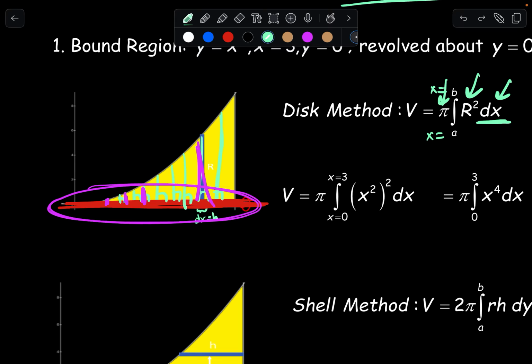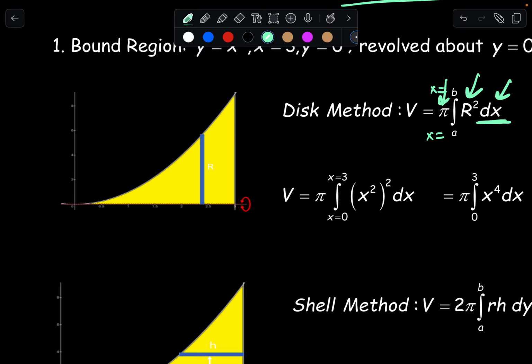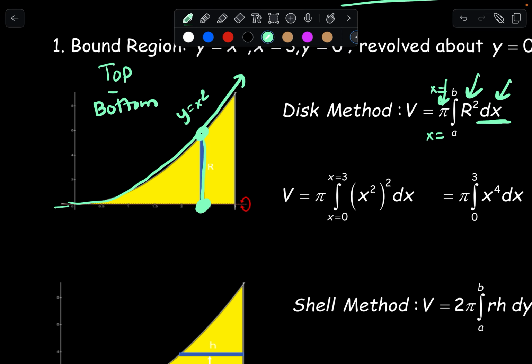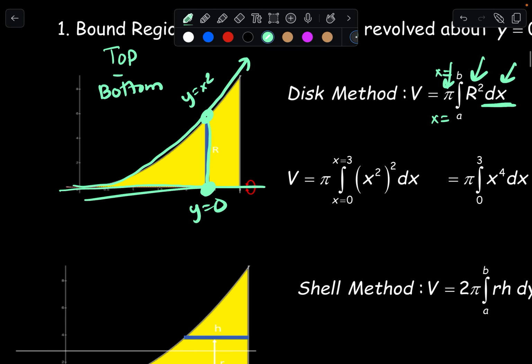And then our radius is going to be x squared, because if we think back, when we are integrating with a bar that is vertical, it is top minus bottom. Okay, so since my bar is vertical, to find an expression for r, we will do top minus bottom. Now, the top function is y equals x squared, all right? So that is the upper bound for this region. So that's the top function. The lower bound is going to be y is equal to 0, okay? So this is y equals 0. So that means our r is going to be x squared minus 0, which is just x squared.